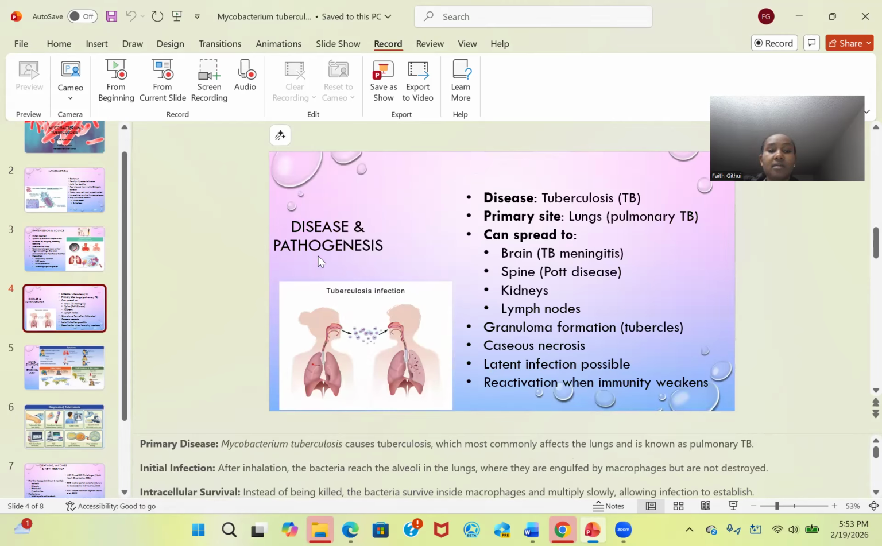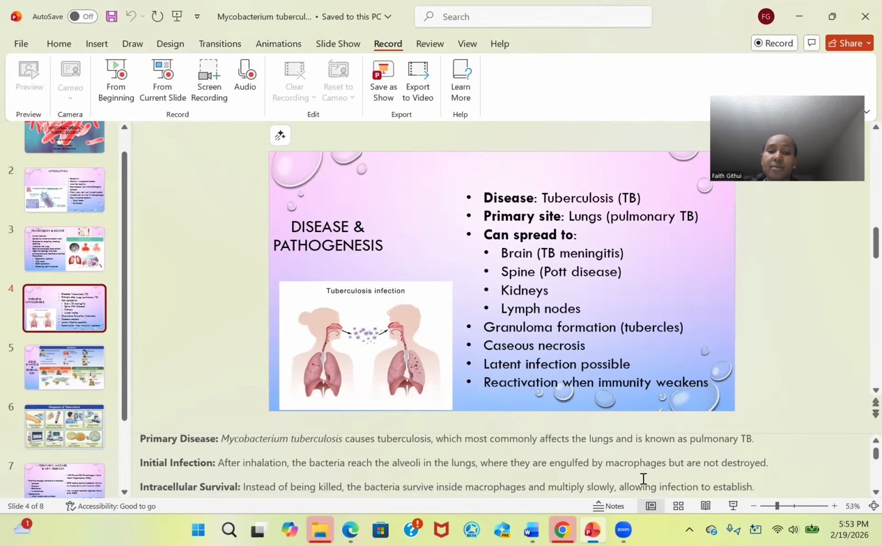The disease pathogenesis. Primary disease: Mycobacterium tuberculosis causes tuberculosis, which most commonly affects the lungs and is also known as pulmonary TB. The initial infection: after inhalation, the bacteria reach the alveoli in the lungs, where they are engulfed by macrophages but are not destroyed.